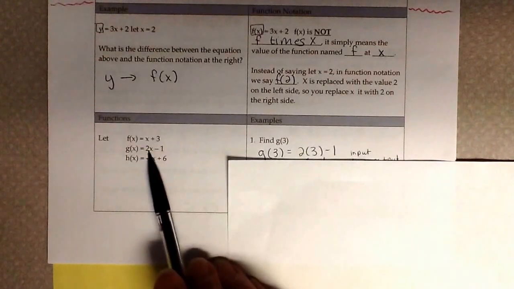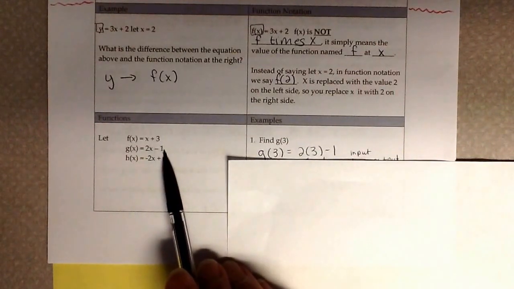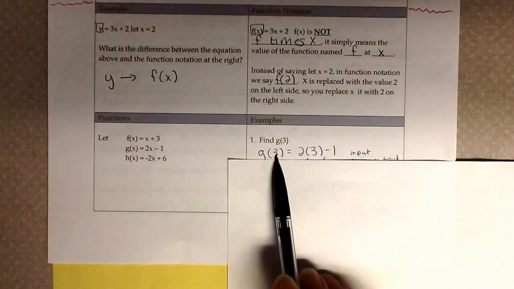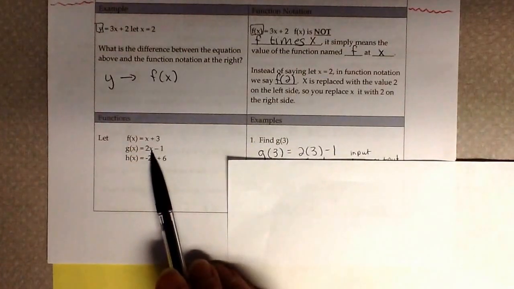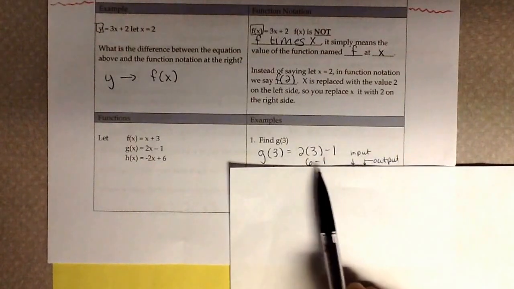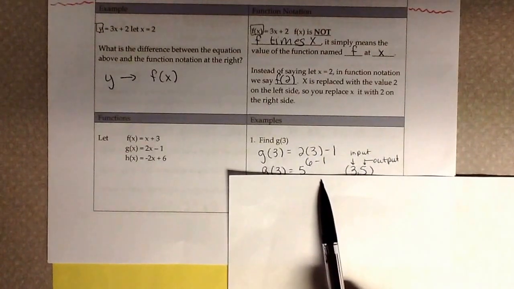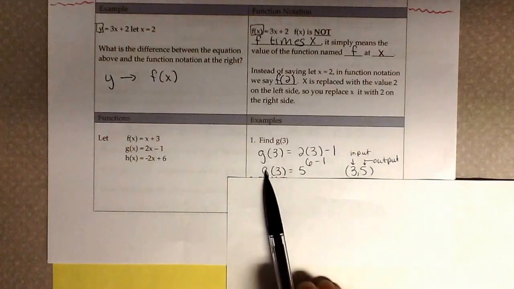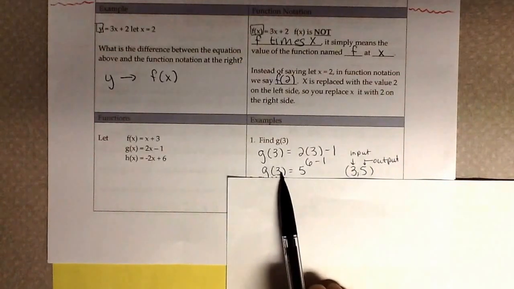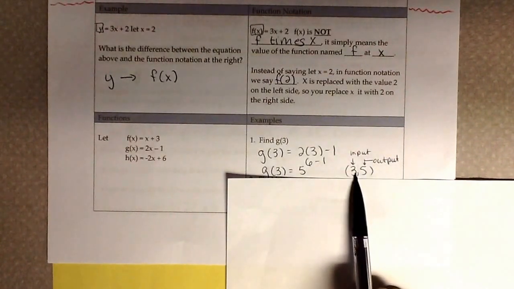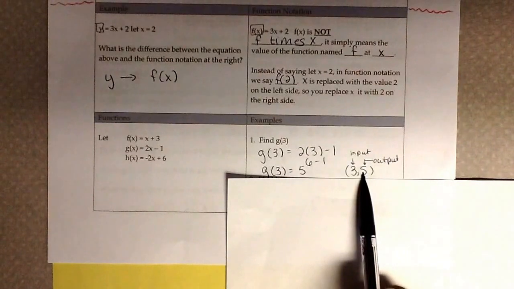So g of x is 2x minus 1. So I'm replacing the x with 3 here. I have to replace the x with 3 here. So that's 2x minus 1, or 2 times 3 minus 1, which would give us 6 minus 1. So the final way that you would write it is you would say, okay, I'm taking the function g, substituting in 3, and the value that I get is 5. So my input value is 3, my output value is 5.